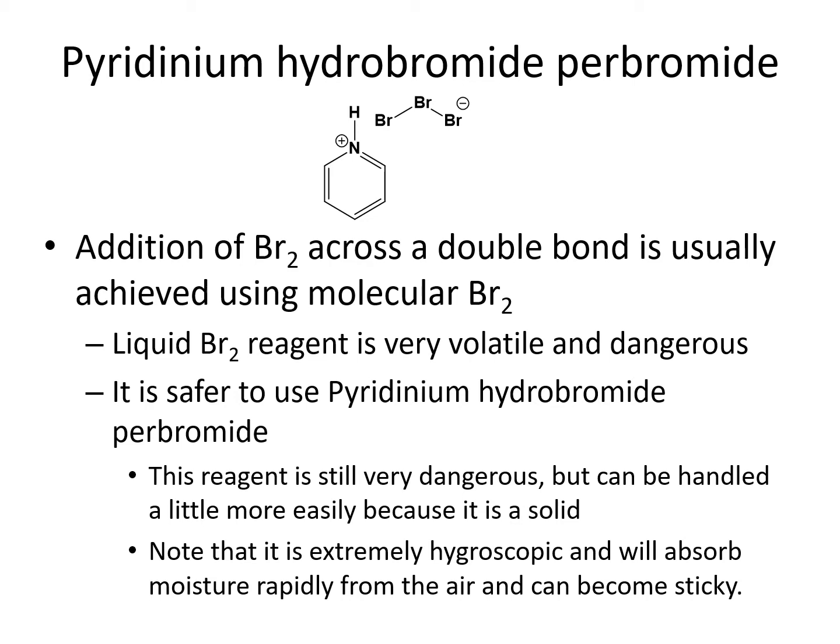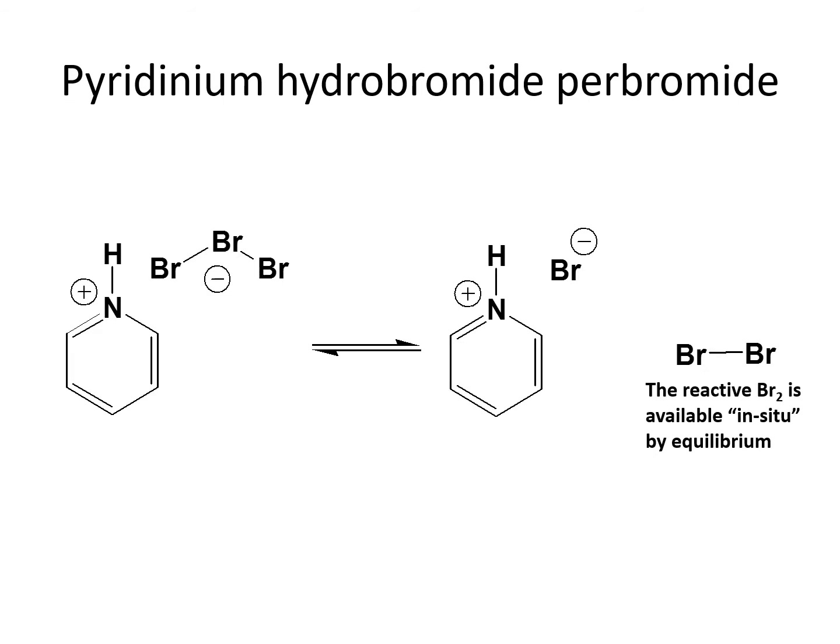Pyridinium hydrobromide perbromide is a reagent that is still very dangerous, but can be handled a little more easily because it is a solid. It is extremely hygroscopic, and it will absorb the moisture rapidly from the air and become sticky, so it is important to keep it very well capped. In this reaction mechanism, we see the interconversion of the pyridinium hydrobromide perbromide into diatomic bromine, which is an in situ preparation of reactive bromine.